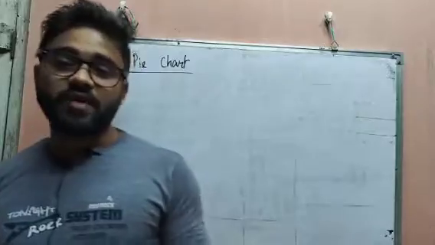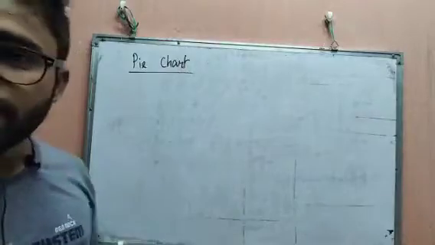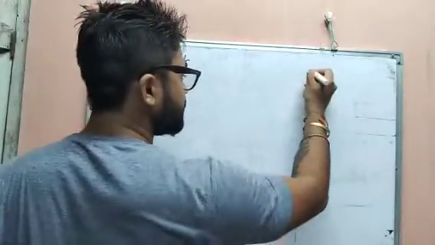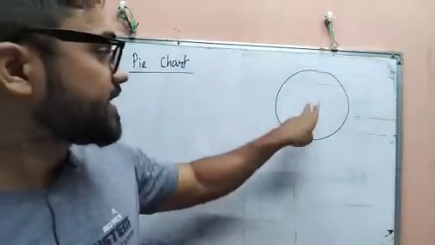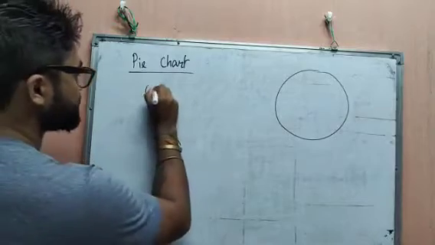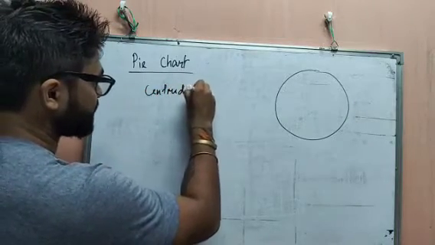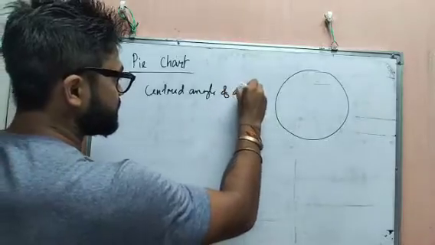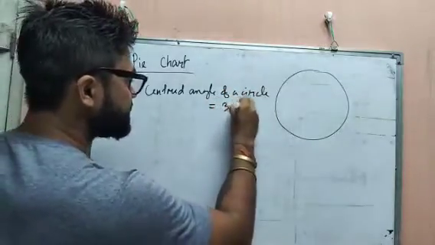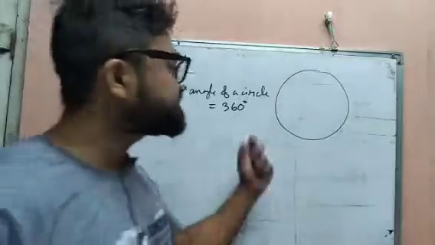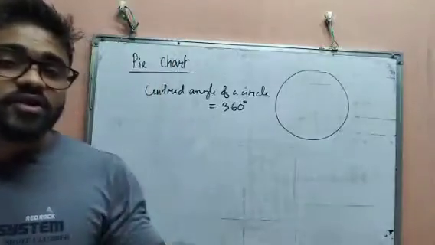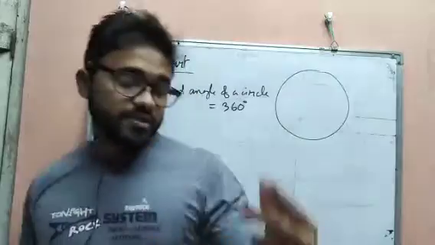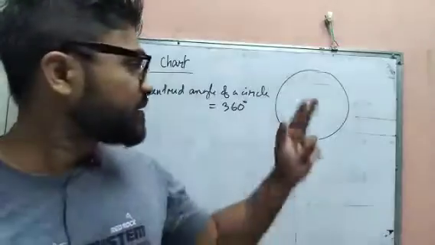So after the histogram, we have another data representation method, and this is known as a pie chart. You all know about the circle. So we all know that the central angle of a circle is equal to 360 degrees. So depending upon this 360 degrees, for the amount of data we have been given, we have to convert the given data to angle representation, and we have to draw this angle.